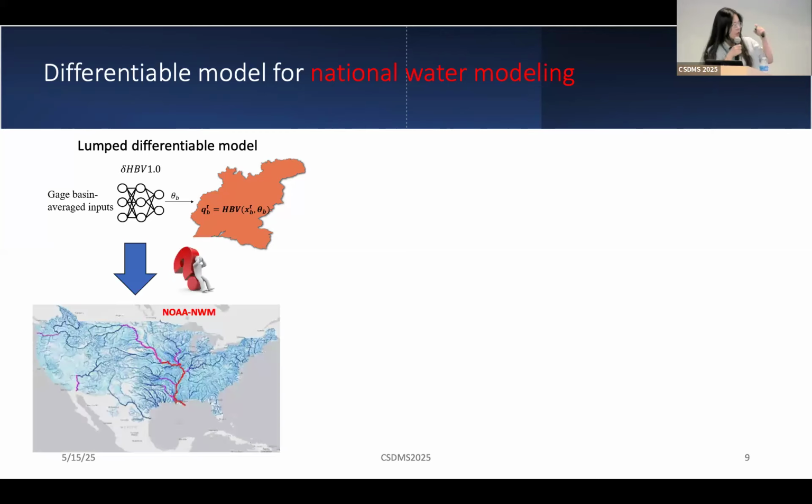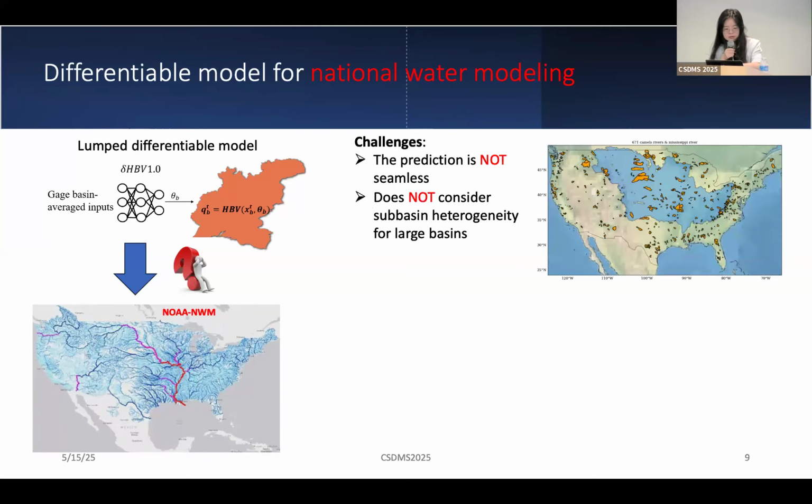However, national water modeling requires streamflow simulations that are high resolution and available everywhere inside the whole river network across the nation. But the lumped models cannot do this, and can only provide the point prediction at the downstream of the gauge. The other disadvantage of the lumped model is that it does not consider the sub-basin heterogeneity for large basins. For example, if we want to provide the prediction for the downstream of the Mississippi River, the lumped model requires the basin average input across half of the United States.